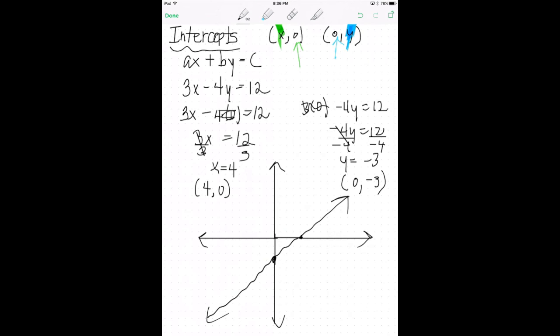Okay, so I found this is the x-intercept, because I see the x right there, (4, 0), and this is the y-intercept, (0, -3). So that's one way you have to be able to graph.